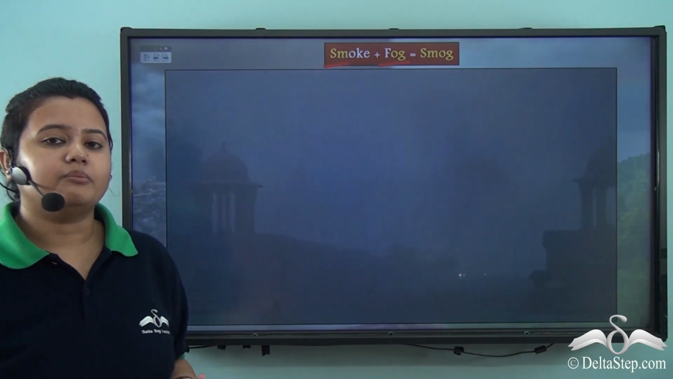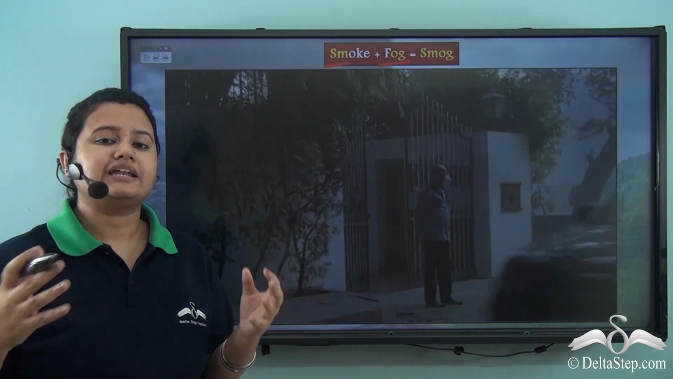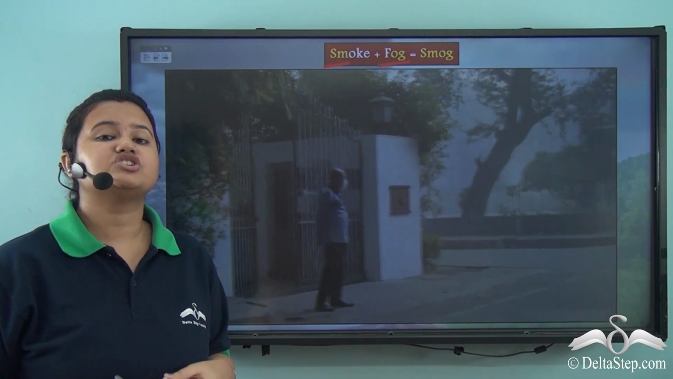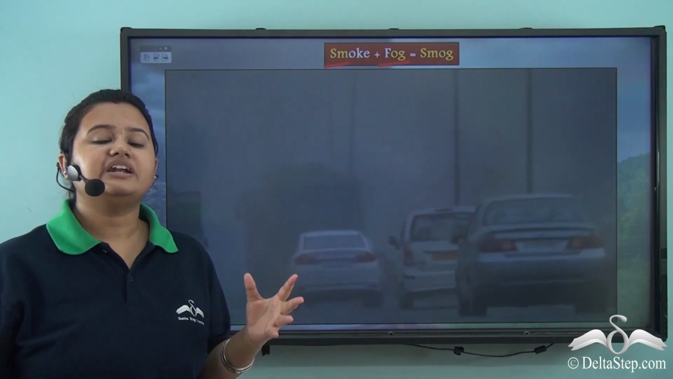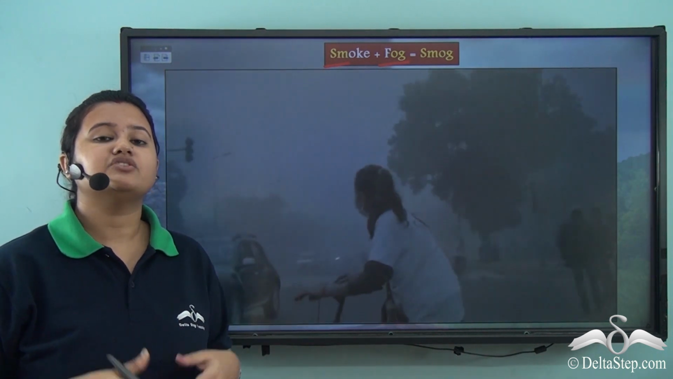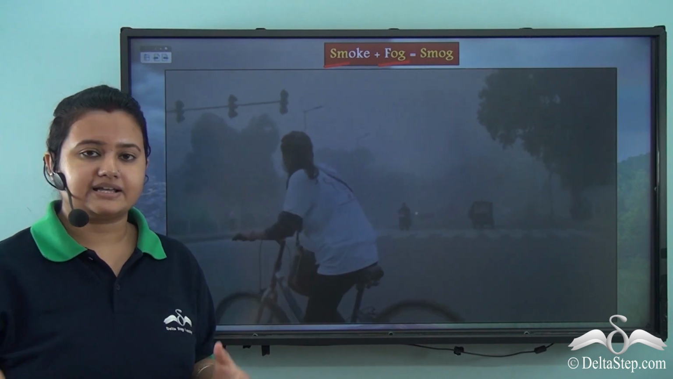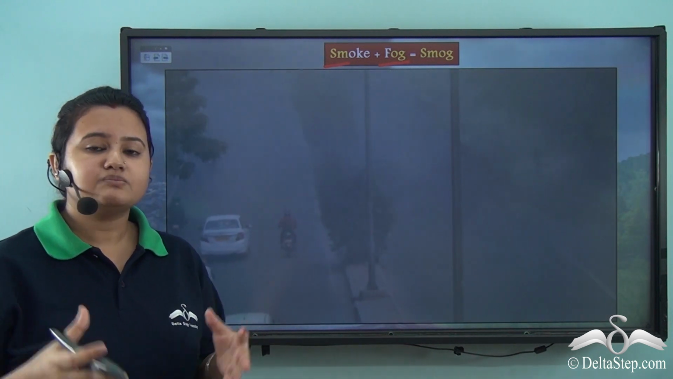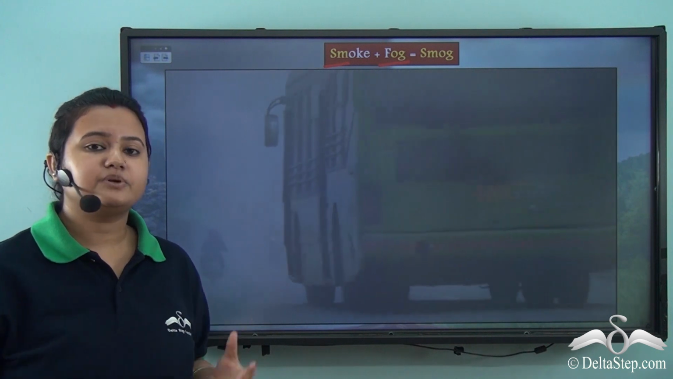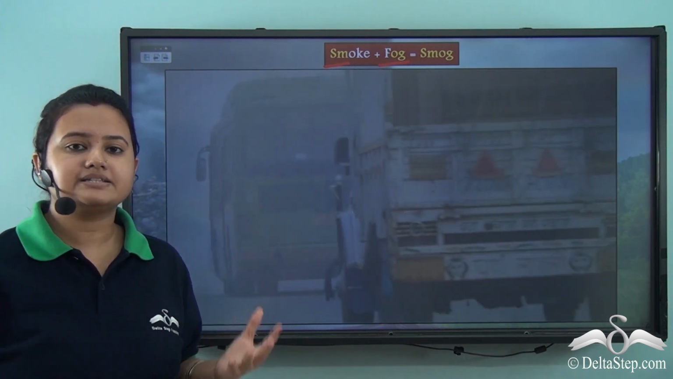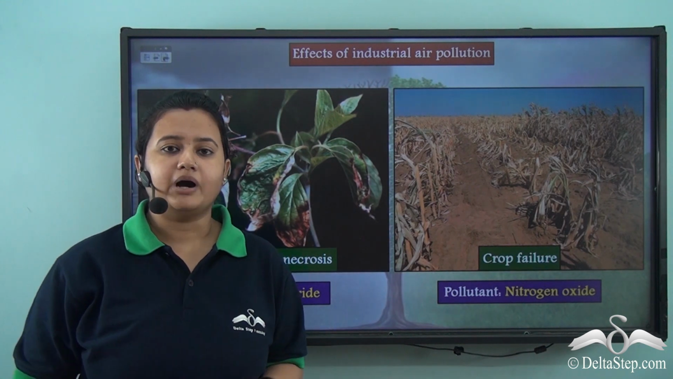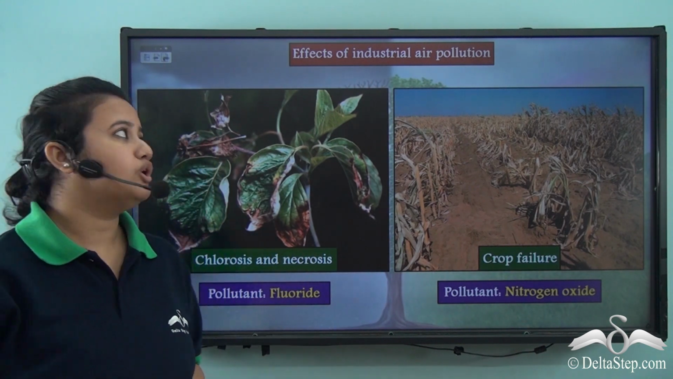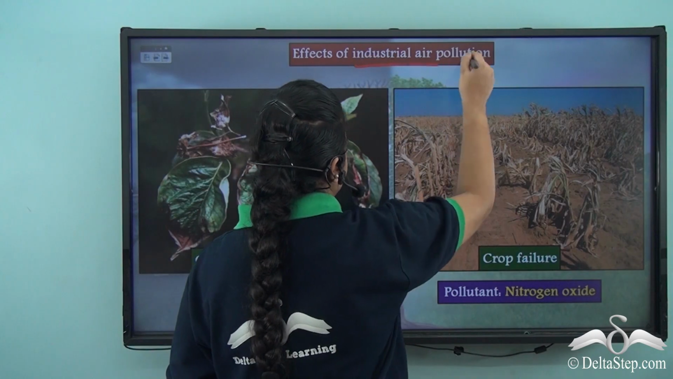Smog is very common in industrial areas and in megacities like Delhi, which is the national capital of India. Smog is very dangerous as it reduces visibility, which leads to accidents and traffic delays. Smog can even trigger respiratory disorders among the citizens. Let us now discuss the harmful effects of industrial air pollution.